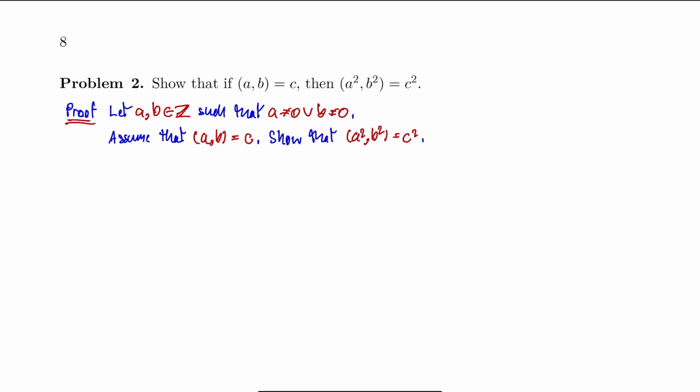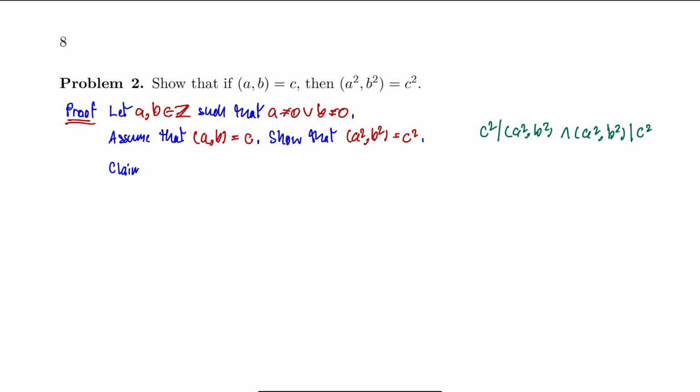It's like if you have the greatest common divisor of two numbers a and b equal to c, when you square both numbers, the greatest common divisor turns out to be the square of the greatest common divisor of those two numbers. Now let's start with this. So first we're going to show that c squared divides the greatest common divisor of a squared and b squared. And then try to show that the greatest common divisor of a squared and b squared divides c squared.